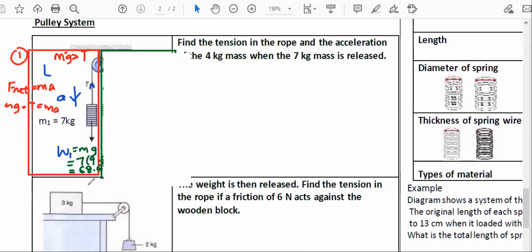So my mg I already got, which is 68.67, minus tension, unknown, equals to what? Mass. What is the mass? Don't confuse mass and weight. So here is 7. And then a is also unknown. So I form the first equation. Okay, then do the same thing for the right-hand side, the green box now.